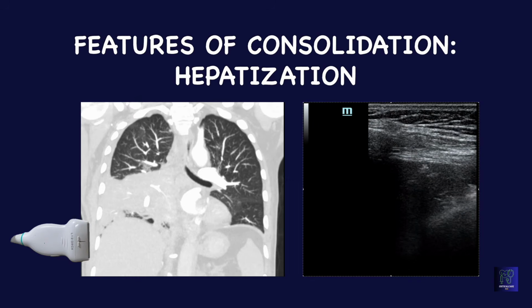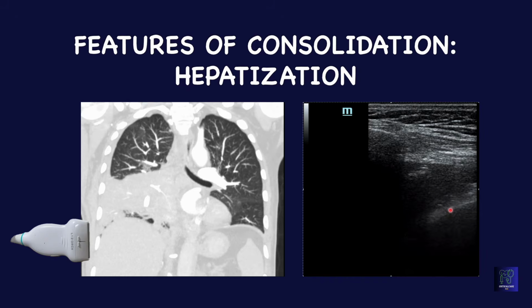Here is another example where we are seeing dense consolidation involving the right lower lung as seen on a slice of the CT scan here. A linear ultrasound probe was used to examine this region of the lung. What we are seeing here is this structure here is the diaphragm, this is the rib and the dark shadow distal to it, and this region here corresponds to the consolidated lung or the hepatized lung.